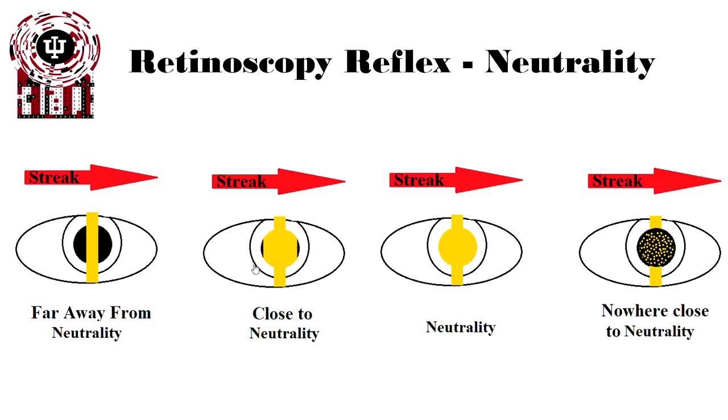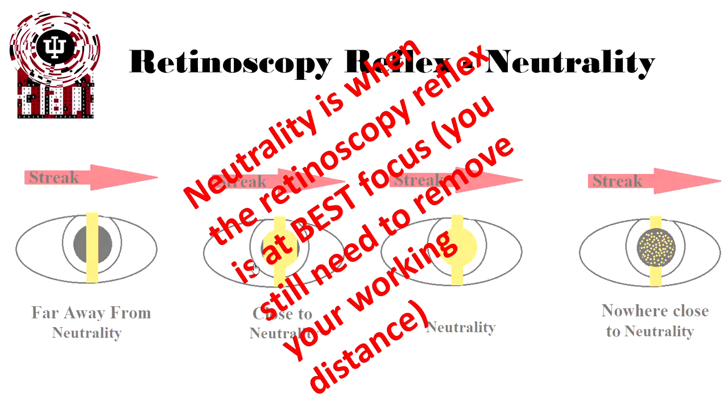Now, when we're nowhere close to neutrality, it can also fill up the pupil, but it's a very dim, dull reflex compared to what we see at neutrality, which is a very bright flash of light, almost like a headlight coming on and off. So neutrality is when the retinoscopy reflex is at best focus. However, you still need to remove the working distance to get the true prescription.